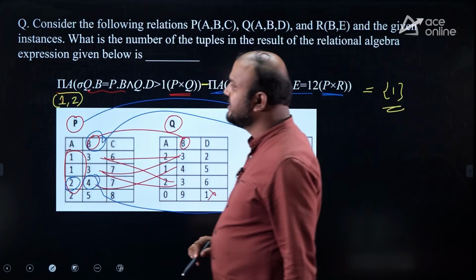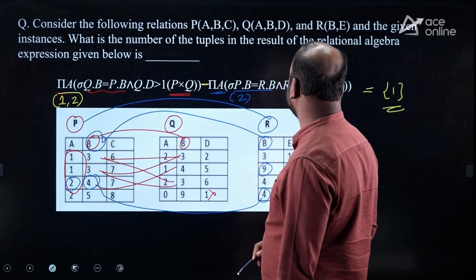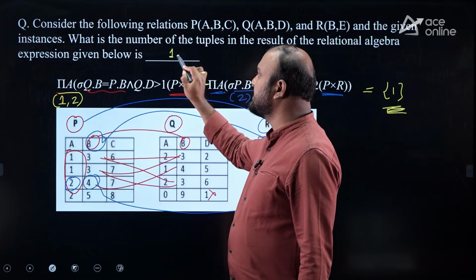That's it. So what is given? What is the number of tuples in the result of the relational algebra expression? How many tuples are returned? Only one tuple is returned.